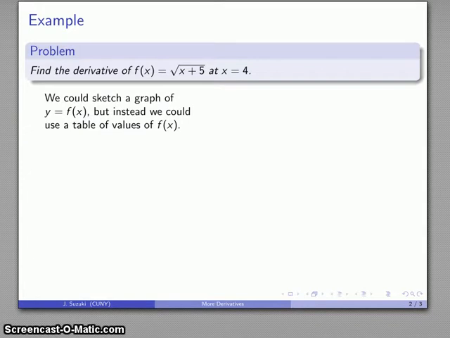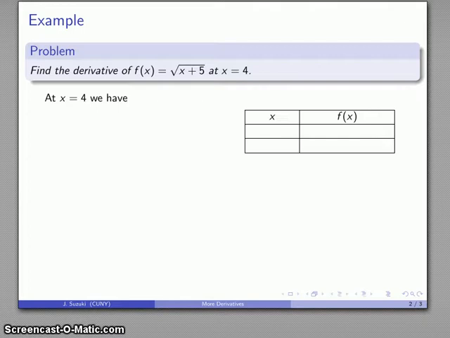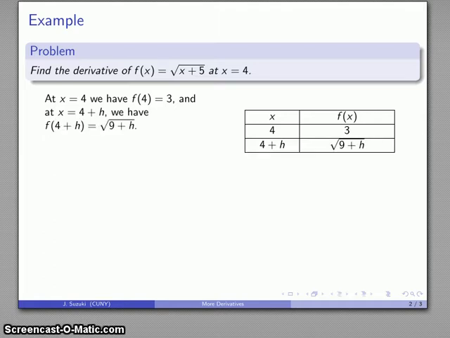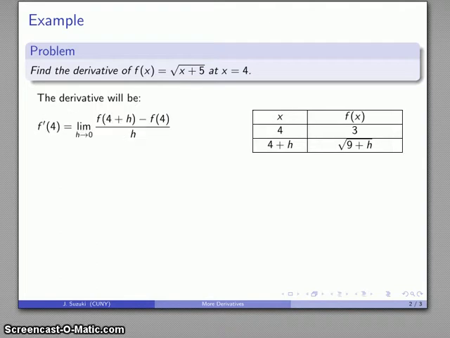Let's construct a table of values for my function. So what do I need to know? Well, at x equals 4, I have a function value square root of 4 plus 5, that's square root of 9, that's 3, and so my function value at 4 is 3. And for the derivative, I need to know the function value at 4 plus h. So at x equal to 4 plus h, I'll substitute that into my function, and after all the dust settles, my function value is square root of 9 plus h. And now I can find the derivative.